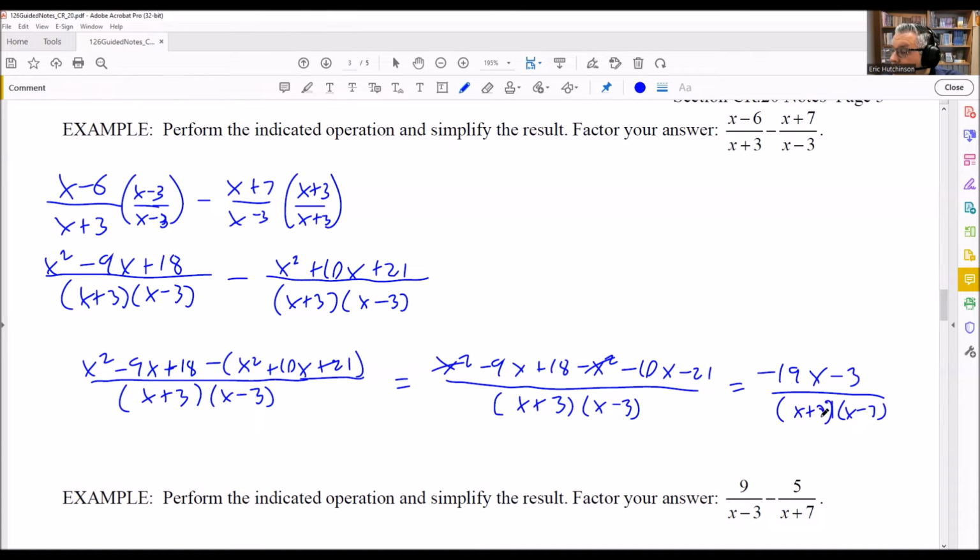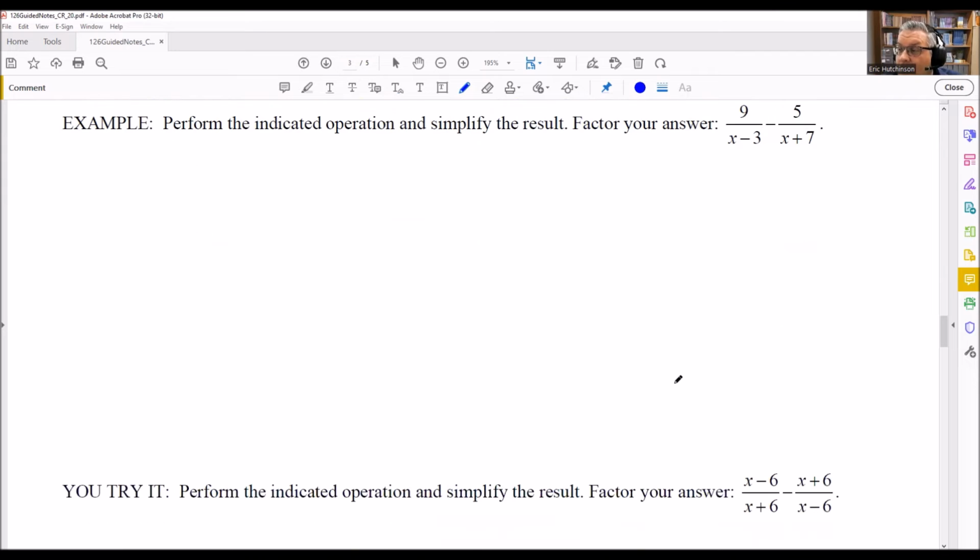Now, nothing here cancels, which means I'm going to leave this exactly the way it is. I can't do any more with that. So that's my final answer, negative 19x minus 3, over x plus 3, x minus 3 on the bottom. Let's try another one of those.